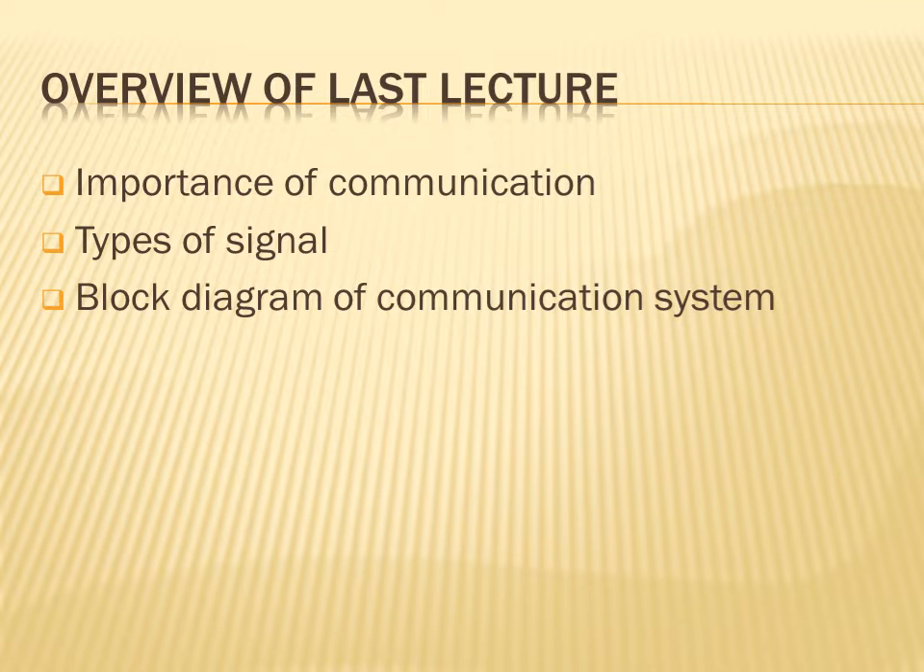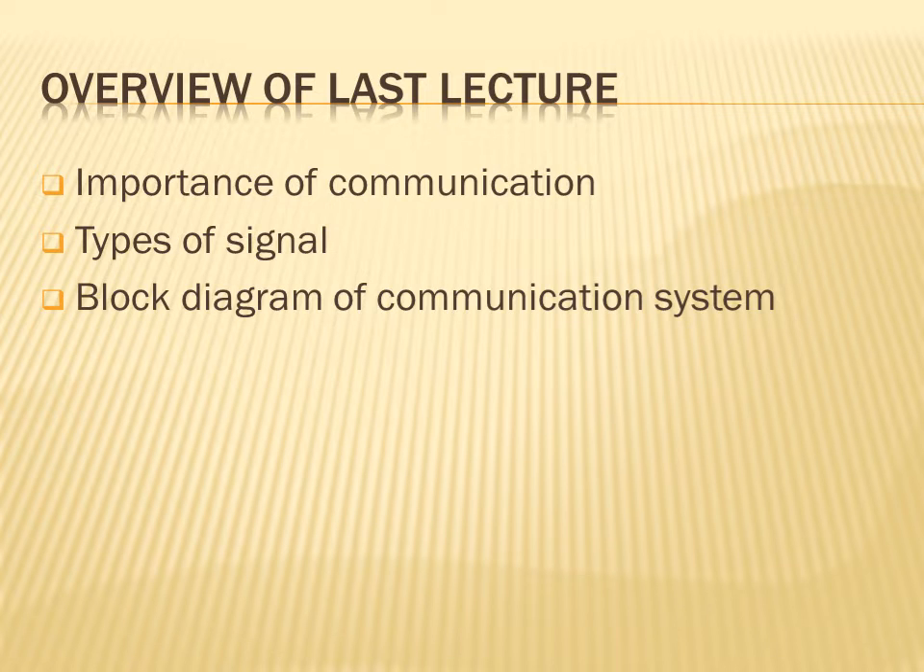Next one is the block diagram of communication. In that block diagram, the blocks are: input signal, input transducer, transmitter, communication channel, receiver, and output transducer. When your signal travels from transmitter to receiver, noise gets added into it. The input signal is also called a message signal, and it is given to the input transducer.